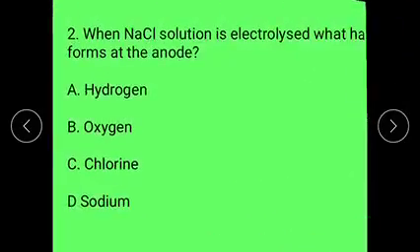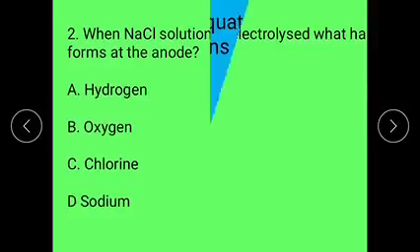Okay, next one. When NaCl solution is electrolyzed, what forms at the anode? Hydrogen, oxygen, chlorine, or sodium. When NaCl solution is electrolyzed, it forms chlorine gas at the anode. Just now we discussed this.